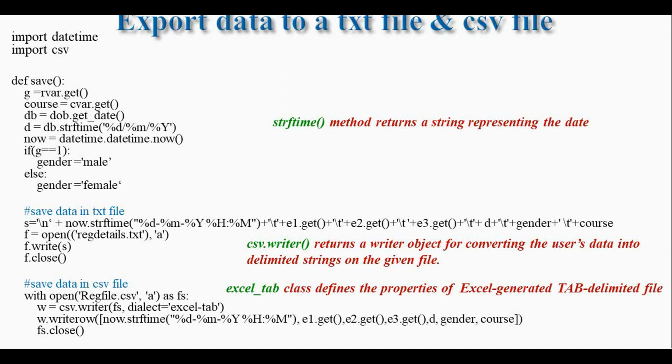Now the current time, the same thing, everything will be written in that row in a single shot. Now we have now.strftime, the current date and time, e1.get, e2.get, e3.get, and so on. After writing, we are going to close it. That's it. Now we have to explicitly call the functions. Since we have used two functions, I am using a third function to call both of them.